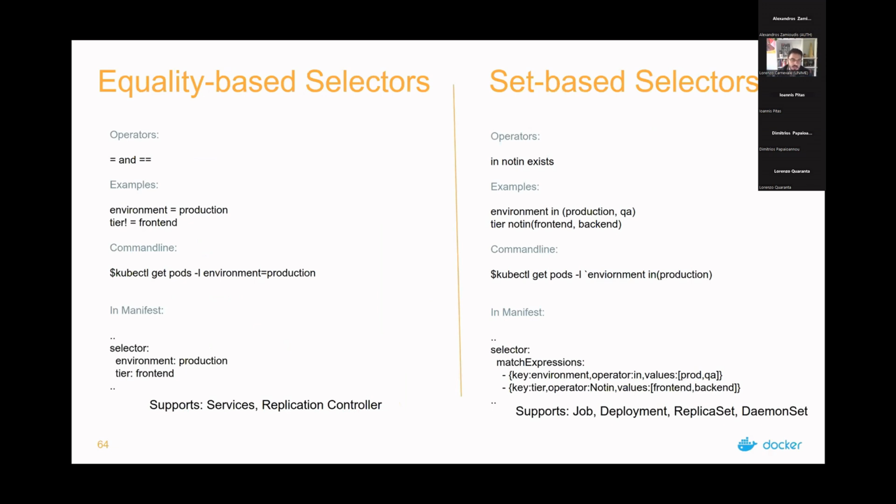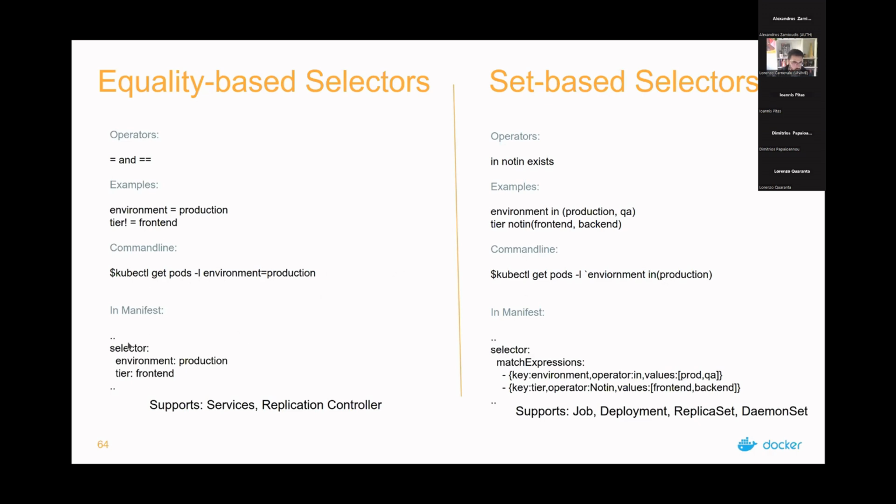In the equality-based selectors, the operators are equal and double equal, or in the set-based selector, in, not in, exists. So an example is environment = production, or environment in (production, QA). It's another translation, let's say. The command line in the first case is kubectl get pods -l environment=production, while here it is environment in (production).